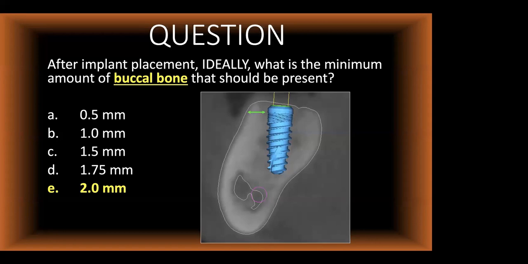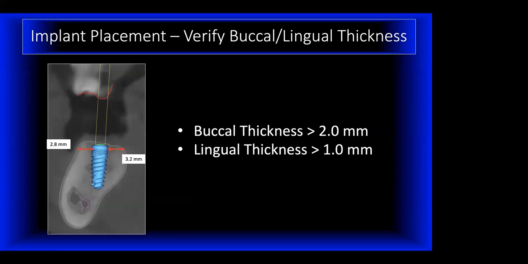So this is the same with an immediate implant. We want 2 millimeters of bone on that facial aspect to protect that implant, and that's more the new literature that has come out. So we verify the placement. We check our buccal and our lingual thickness. Again, we want greater than 2 millimeters on the buccal and greater than 1 millimeter on the lingual.